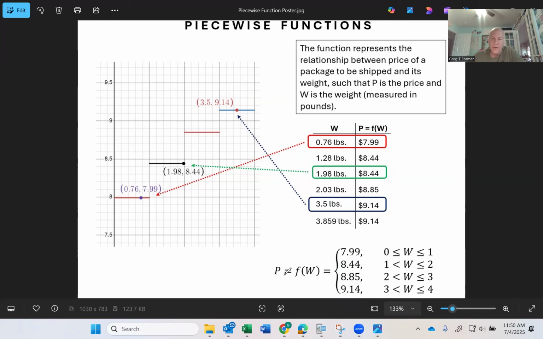So this says that we have a function called p or f of w, and the function represents the relationship between price of a package to be shipped and its weight, such that p or f of w is the price. Okay, P for price, that makes sense. And W is the weight. What a surprise. Okay, so the price is $7.99 when the weight is between, W is measured in pounds, 0 and 1 pounds.